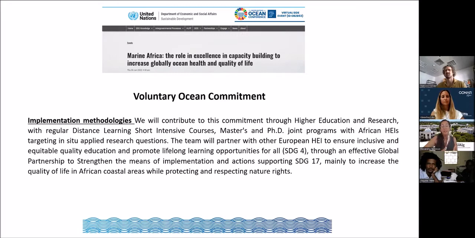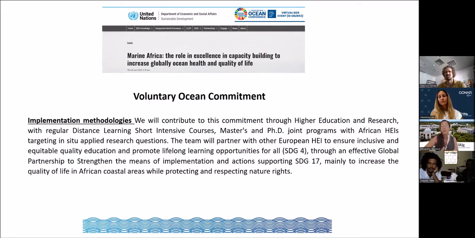Within this voluntary ocean commitment, we are also addressing other sustainable development goals, namely to ensure equitable quality education and promote lifelong learning opportunities, especially through the professional masters, not only the biodiversity, fisheries and conservation professional master that Ester spoke about, but also the one that we are planning to present next year about professional aquaculture, also targeting professionals in the field with 5 years of experience.